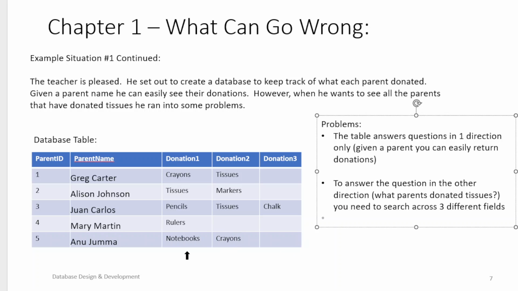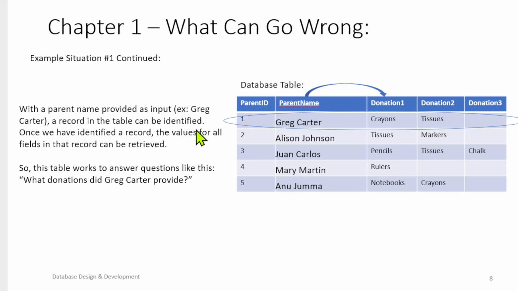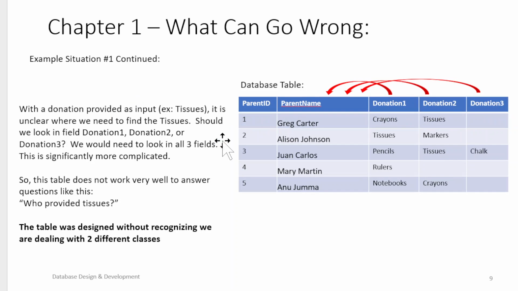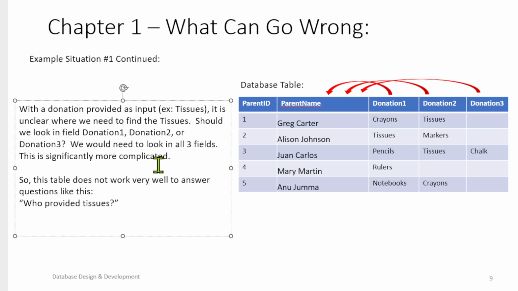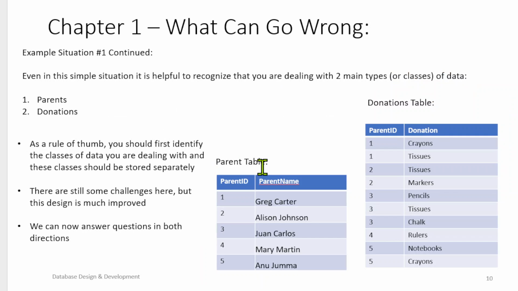We have 2 different classes, but it's not classes like you think of school classes. I'm going to get into what the classes are now. So let's go ahead. And again, this really quickly shows you what I already said. I can quickly look and see that Greg Carter donated crayons and tissues. But if I want to look at who donates a given item, I have to go across 3 different donation columns. And again, I'm just going to get rid of this for us. We don't need that. I don't like the wording of it. So let's go ahead to the next one.